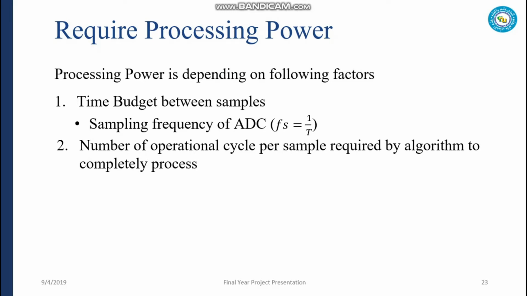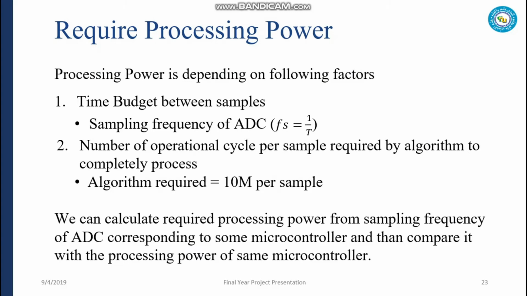The second factor is the number of operation cycles per sample required by the algorithm to completely process it. In my case, it's equal to 10 million operations per sample. This means 10 million operations should be performed on a single sample for my code to completely process it. We can calculate the required processing power for the sampling frequency of the ADC corresponding to some microcontroller and then compare it with the processing power of the same microcontroller.